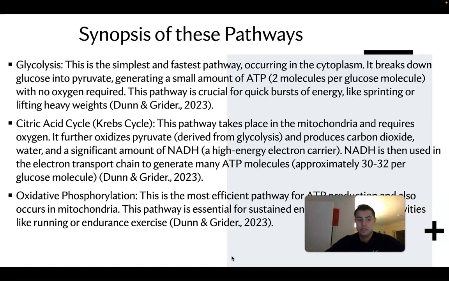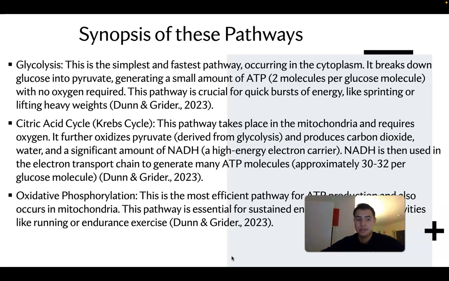And then the next one is the citric acid cycle or the Krebs cycle. This pathway takes place in the mitochondria and requires oxygen. It further oxidizes pyruvate derived from glycolysis and produces CO2, water, and a significant amount of NADH, which is a high energy electron carrier. And then the NADH is used in the electron transport chain, which is the home of the ATP molecules, and that's approximately 30 to 32 ATP molecules.